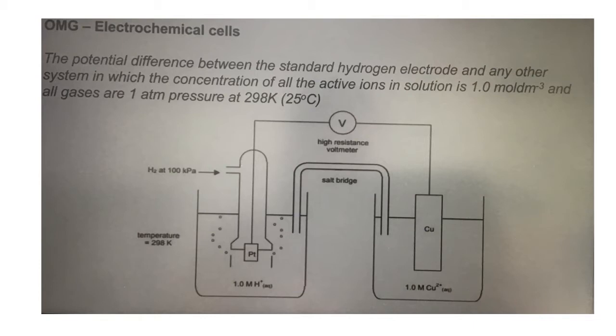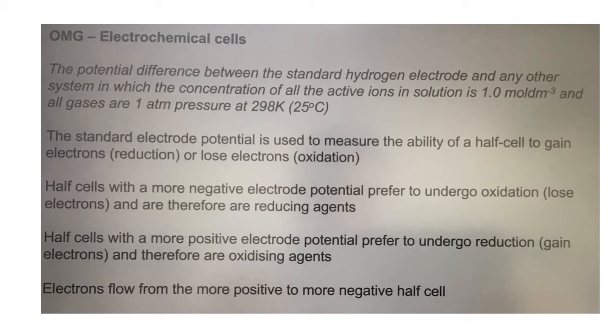Now just to really tell you what we are measuring, okay, with the standard hydrogen electrode, this is quite wordy. We're looking at the tendency compared to hydrogen of an element to either lose electrons, so become oxidized, or gain electrons, so become reduced. Just go into a bit of detail then about what this means, okay? The standard hydrogen potential is used to measure the ability of a half cell to gain electrons or lose electrons.